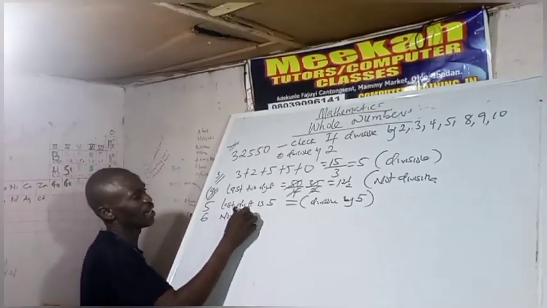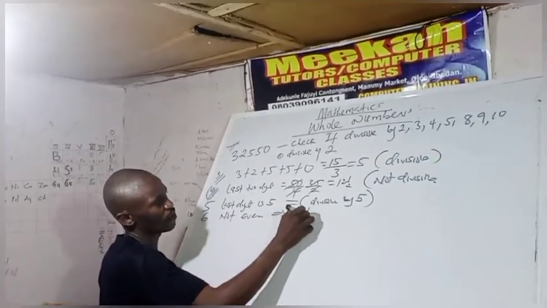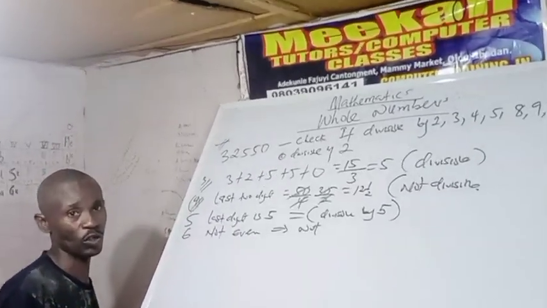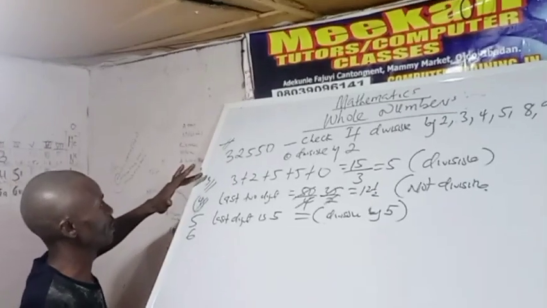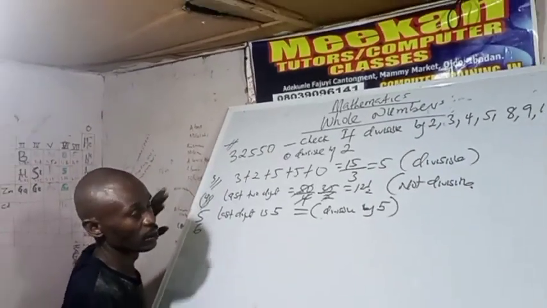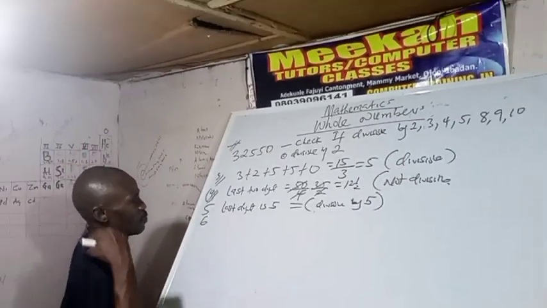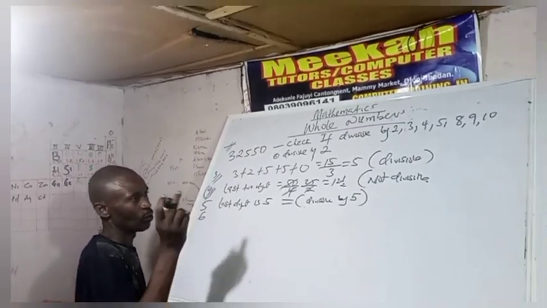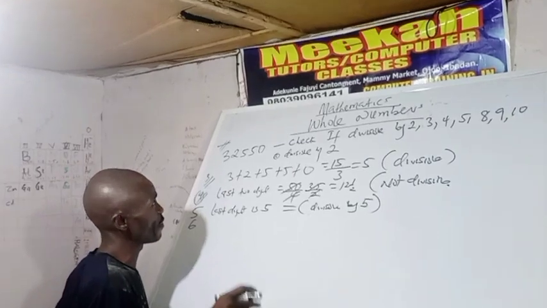Not even. You say, not divisible. From the first statement, it has contradicted the whole thing. It has contradicted the rule or the system. Rule for 6: if the last digit is even and the sum of the digits is divisible by 3. Of course, it ends with 0, and the sum of the digits is divisible by 3.